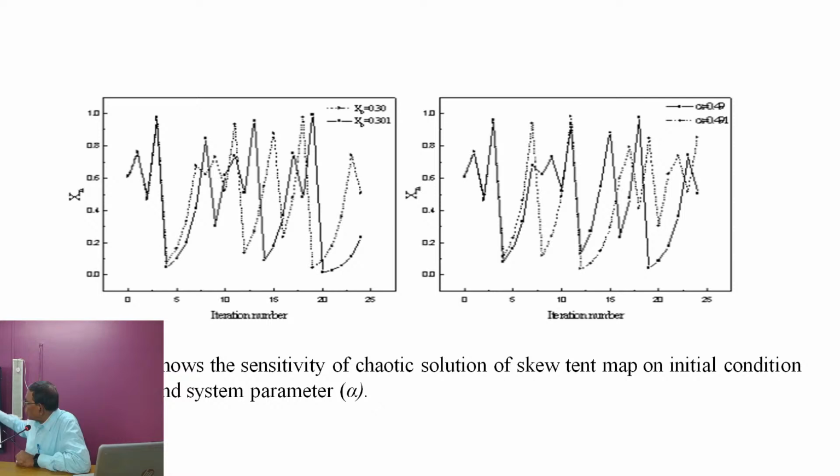And this is, you see, the sensitivity of the chaotic equation. You see, we have values of 0.30 and 0.301. You see, there are ups and downs. That is the sensitivity of the chaotic equation. And you have to choose a proper system parameter. So how do you choose the system parameter?